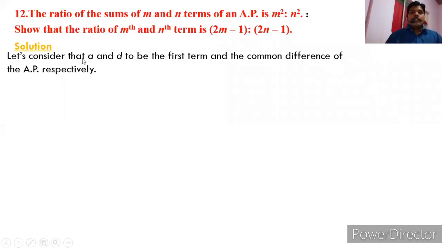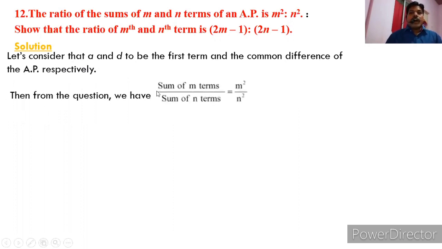Let us consider that a is the first term and d is the common difference of an arithmetic progression respectively. So I am taking a and d. A is the first term and d is the common difference of the given arithmetic progression. Then what is the condition they have given? From the question, we have the sum of m terms by the sum of n terms is equal to m square by n square, the ratio.